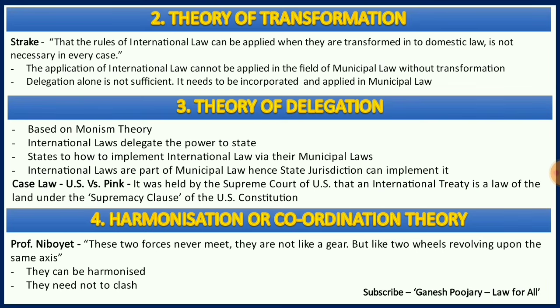The third theory is theory of delegation. This is basically a part of monism theory, which believes that international laws and the municipal laws are one and the same. International law basically delegates its power to state. That is what this theory believes in. And it says the international laws are given to the state, and it is the state which adopts the same and implements that as municipal law, which is what this theory is all about. And the case law for that is US versus Pink, where it was held by the Supreme Court of US that an international treaty is a law of the land under the supremacy clause of the US Constitution.